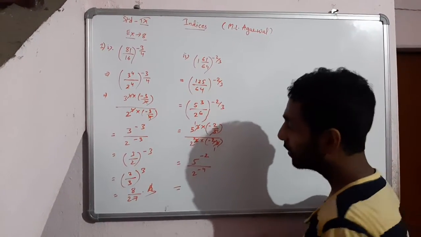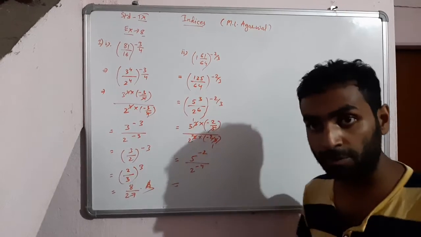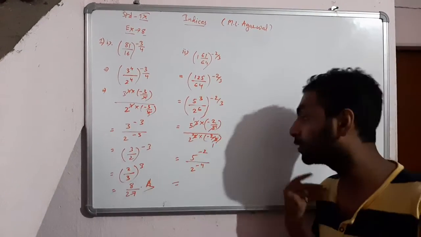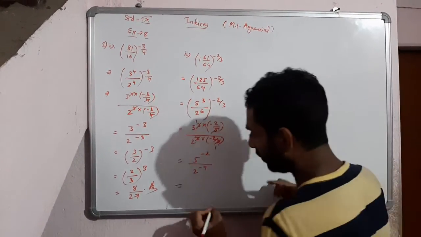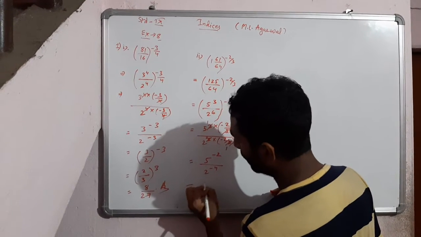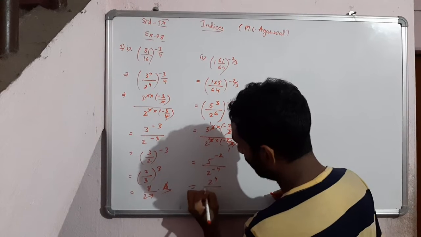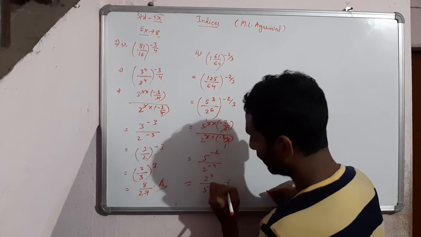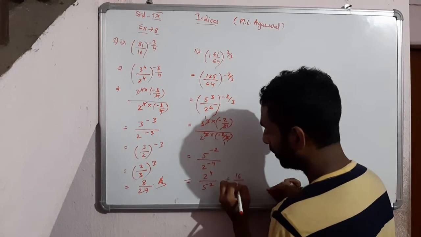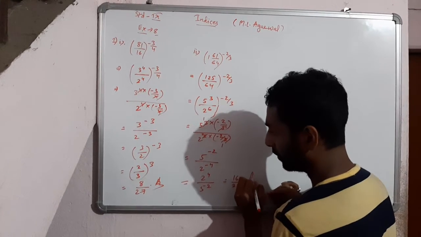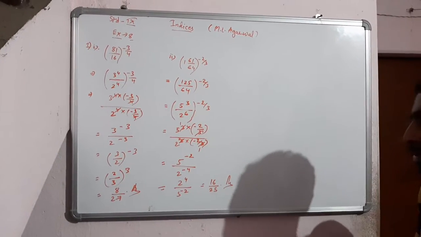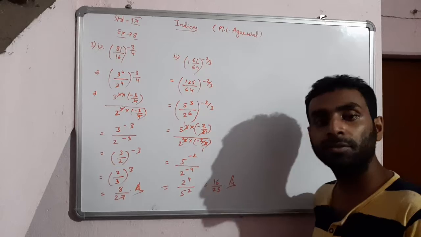Again we take the reciprocal, and the negative power will change into the positive power. So what will it become? It will become 2 to the power 4 by 5 to the power 2, that is 16 by 25. This is the answer. So I hope students you have understood this.